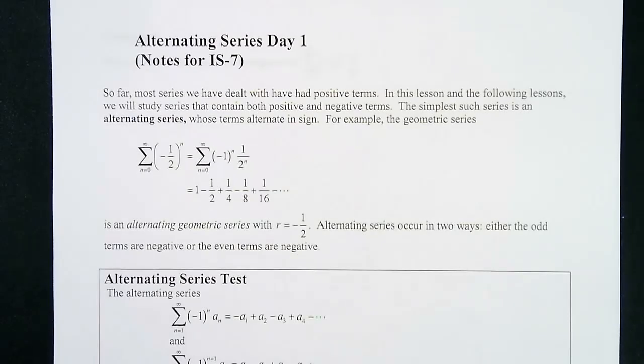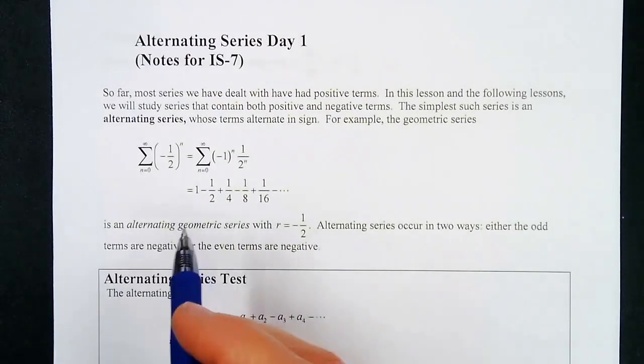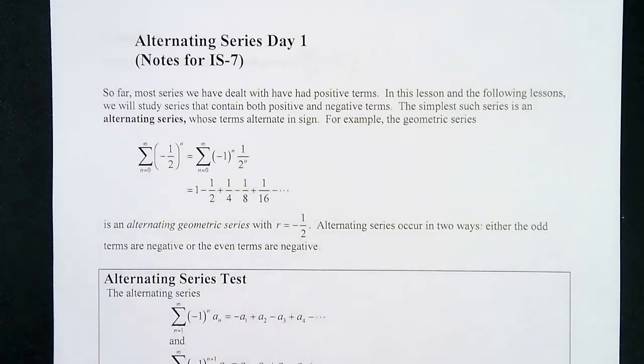So today what we're going to look at is a series that's called an alternating series, and we're going to see the convergence of it using a test called the alternating series test. Up to this point, we've looked at a lot of series, but they've all had positive terms. So we're going to look at what happens when you have both positive and negative terms. And when they start alternating, either the odd terms are negative or the even terms are negative, that's called an alternating series.